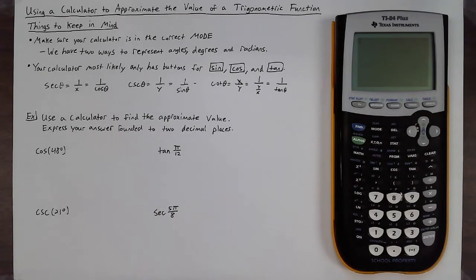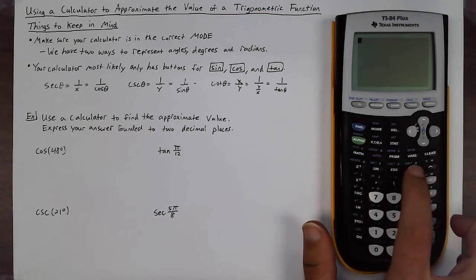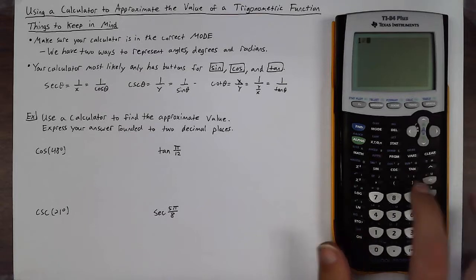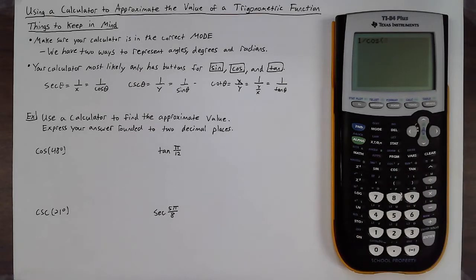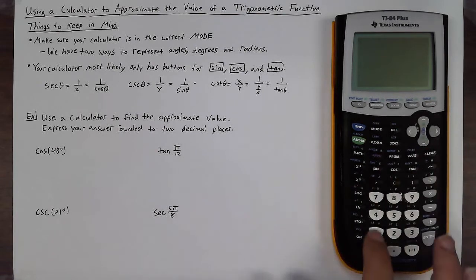Now, your calculator most likely only has buttons for sine, cosine, and tangent. So in order to do secant, we know it as 1 over x. So if we want to do secant, we have to do 1 divided by cosine. That's how you represent secant in your calculator. If you want to do cosecant, it has to be 1 divided by sine, because 1 over y.